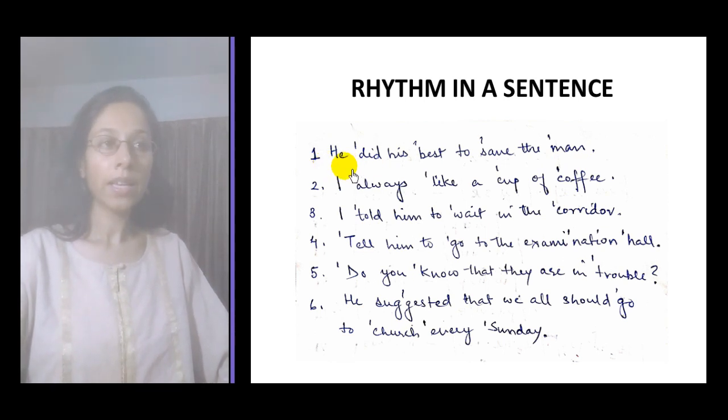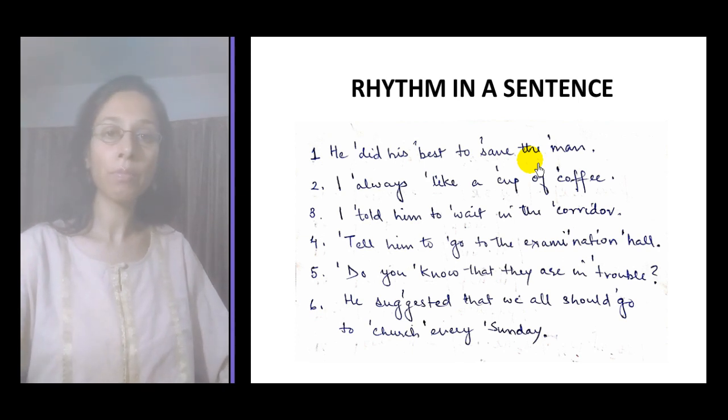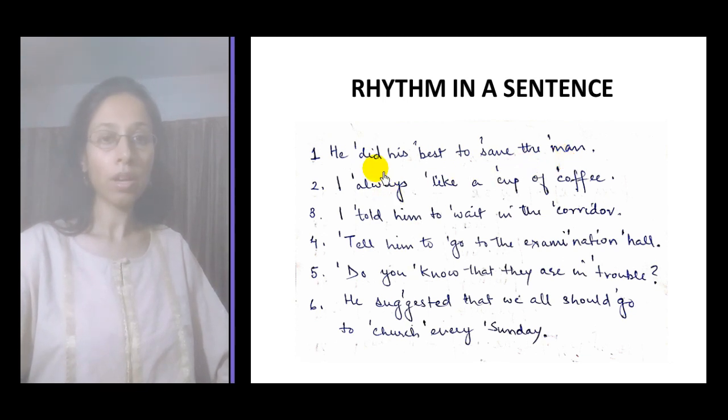Now we have it as, he did his best to save the man. So you can see he, his, to, and the are weakened, or they are relaxed. These are the ones which are not pronounced with that much loudness. We are loud only when we are speaking out did, best, save, man. So when a native speaker especially speaks it out, or if you're watching a movie, you may find that you are able to hear only did best save man. Right? So this is how it actually functions.